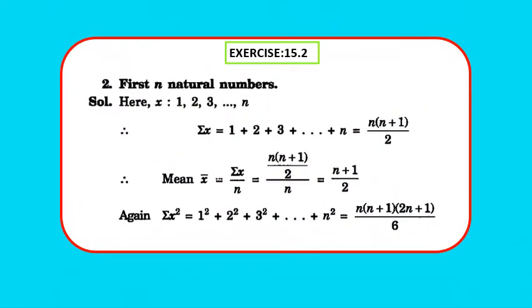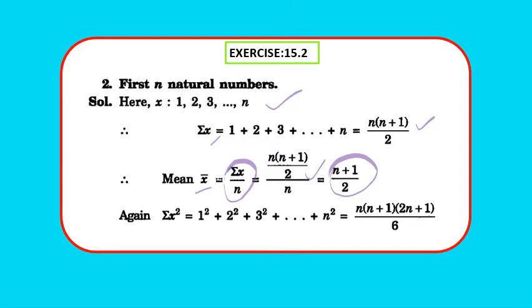So keeping all these points in mind, let's start exercise 15.2. And first we have question number 2. We have to find the variance of the first n natural numbers. So we have the observations xi as 1, 2, 3 up to n. The sum of n natural numbers 1, 2, 3 up to n, we know, is equal to n into n plus 1 upon 2. So the mean x bar will be the sum upon the number of observations, so n plus 1 upon 2 divided by n, which is equal to n plus 1 upon 2.